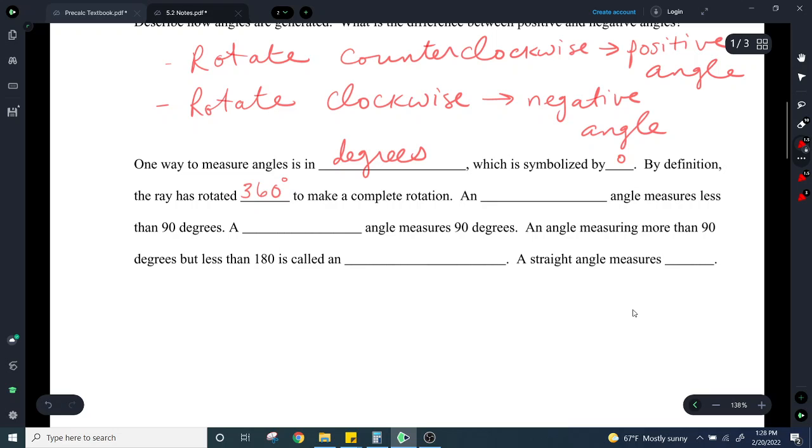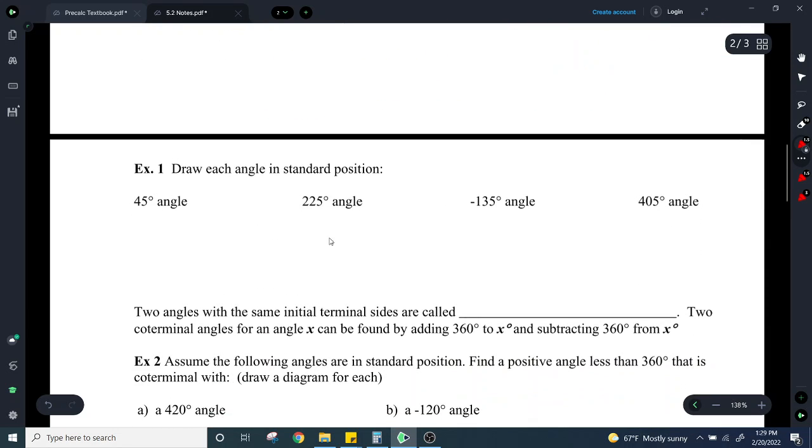Let's see, a blank angle measures less than 90 degrees. You may remember that term from high school geometry. That would be called an acute angle. A blank angle measures 90 degrees. Remember, a 90-degree angle we'd call a right angle. And then an angle measuring more than 90 degrees but less than 180 is called obtuse. All right. And then a straight angle, so one that's exactly like this, is going to be 180 degrees. Okay? So let's practice a couple.